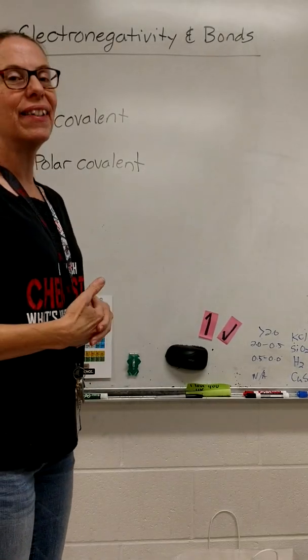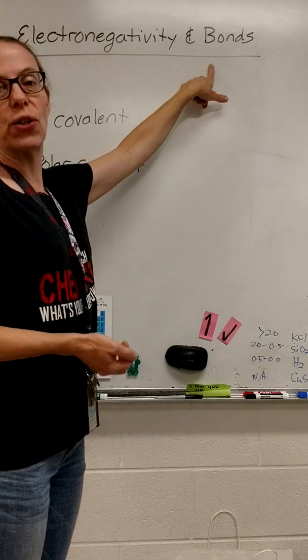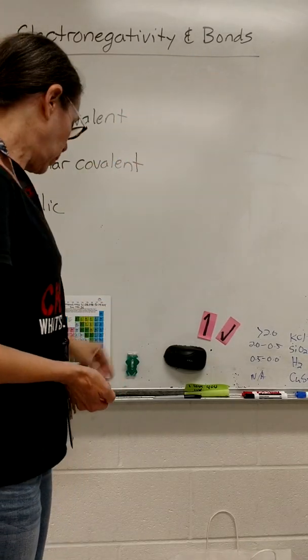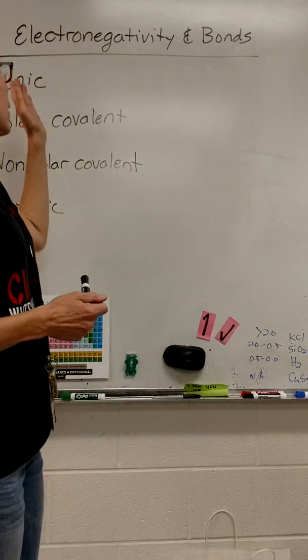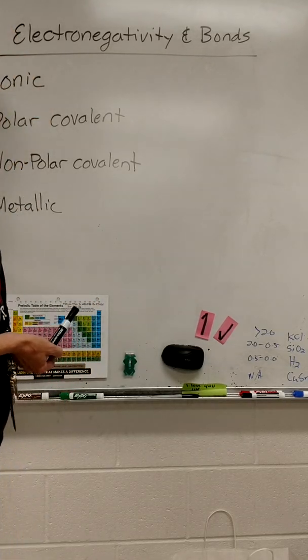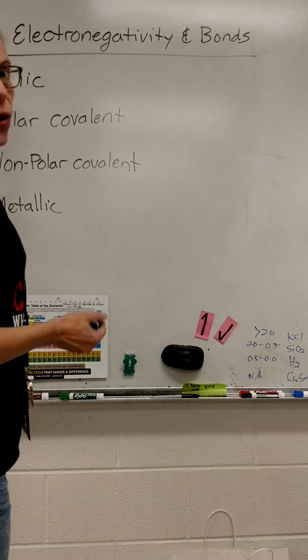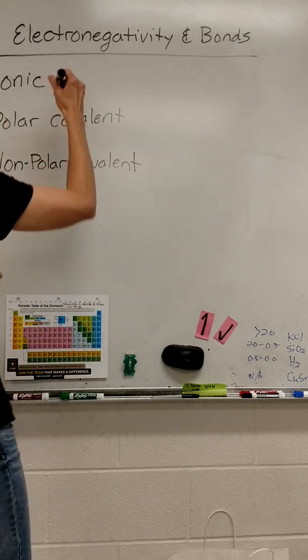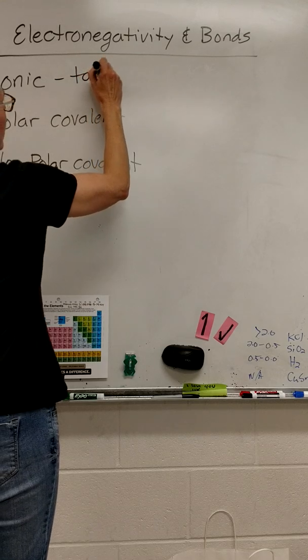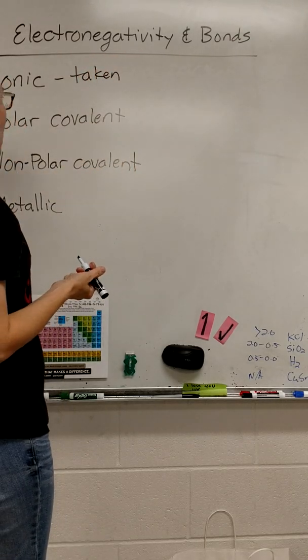Good morning, everybody. Today we're going to learn about how to use electronegativity to predict which kind of bond a molecule is going to form. There are four different kinds of bonds we're going to talk about in this class. There are ionic bonds, in which electrons are completely transferred between one atom and another. They're taken, not shared, just like the joke I showed you the other day.